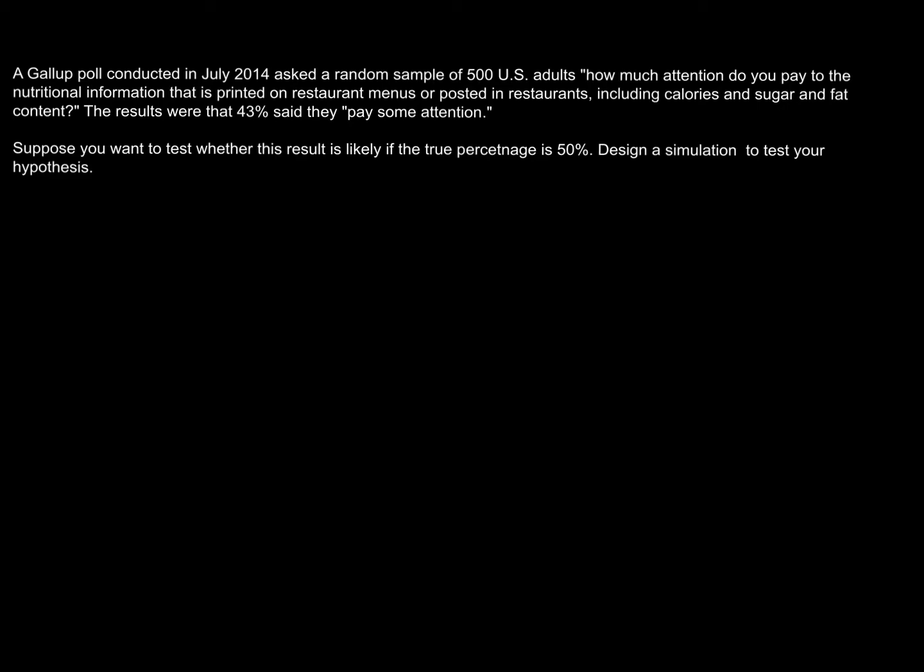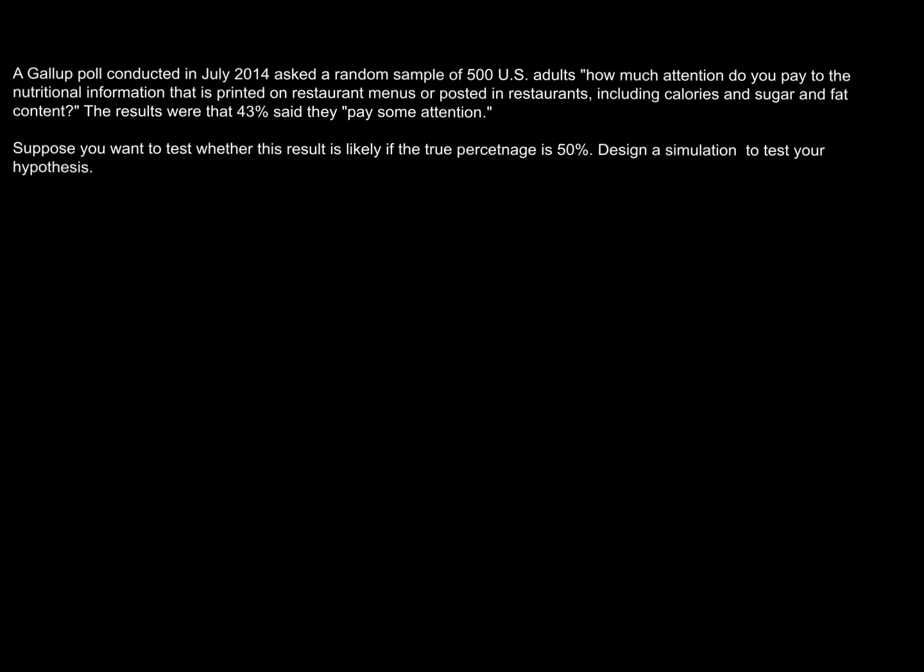So if you were to design a simulation here, you're going to want to think about how you could represent one adult saying that they pay some attention. Well, if the true percentage is 50%, you could flip a coin, right? Because a coin has a 50% chance of being heads or tails, and you could assign either heads or tails to paying some attention. But then you would have to flip 500 coins because you have 500 adults. So it might be much easier to use a random number generator, select a random number between 1 and 2, and pick 500 of them. And then count up the number that said 1 and say, okay, that's the number that paid some attention.